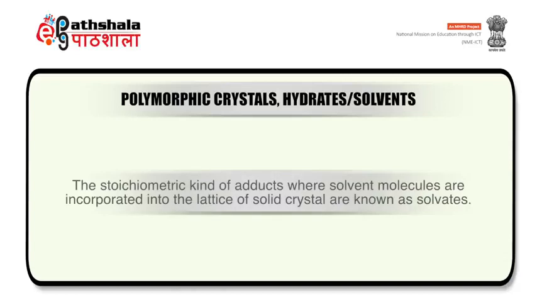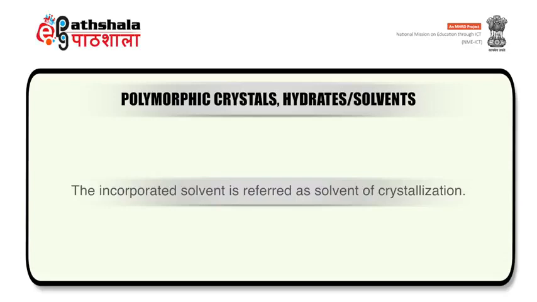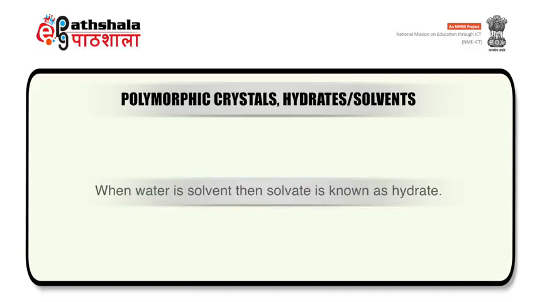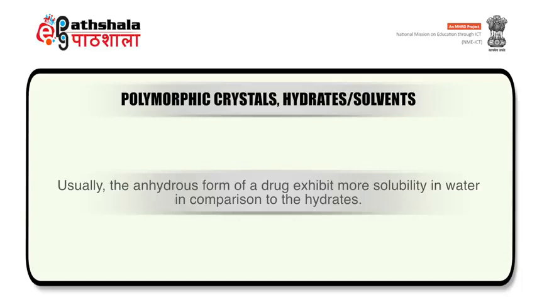The stoichiometric kind of adducts, where solvent molecules are incorporated into the lattice of a solid crystal, are known as solvates. The incorporated solvent is referred to as solvent of crystallization. When water is a solvent, then the solvate is known as hydrate. Usually, the anhydrous form of a drug exhibits more solubility in water in comparison to the hydrates.